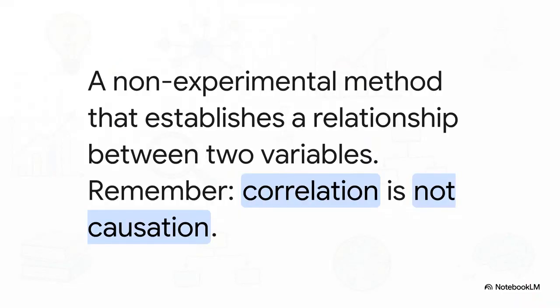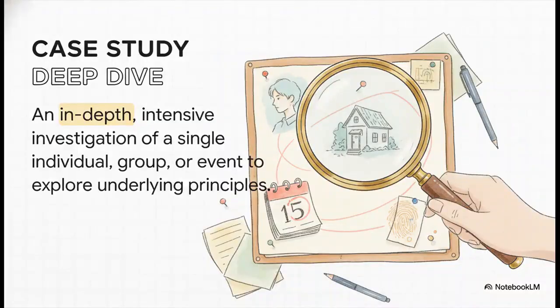A really common one is correlational research. This is where you measure two things to see if they're related. For instance, you might find that as ice cream sales go up, so do crime rates. They're correlated, but that doesn't mean eating ice cream causes crime. It just means both tend to happen when it's hot outside. This is so important. Correlation does not equal causation. Say it with me.